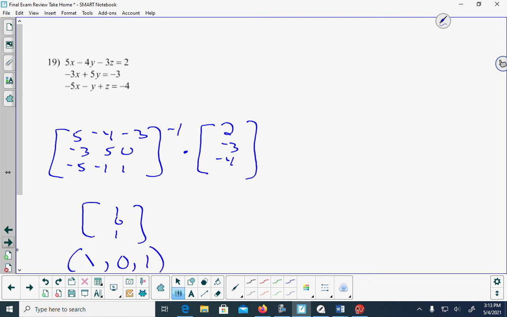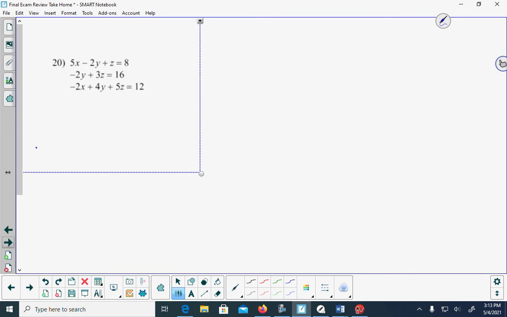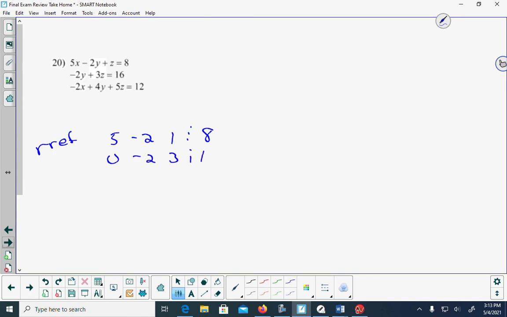Let's say 20, I didn't want to do it that way. Let's say 20, I decided to go back to reduced row echelon form. So I'm doing my augmented matrix. So 5, -2, 1, 8, -2, oh, no x, no x, no x, woohoo, no x. So 0, -2, 3, 16, -2, 4, 5, 12. I'm putting that in my calculator in reduced row echelon form.